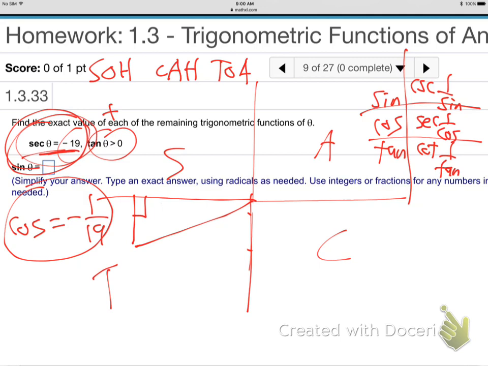Okay, now so what? Well, cosine is adjacent. Now I've got cosine, so now I can use the CAH, because that's about cosine, right? What is cosine? Where do I put the angle? Do I put it here?